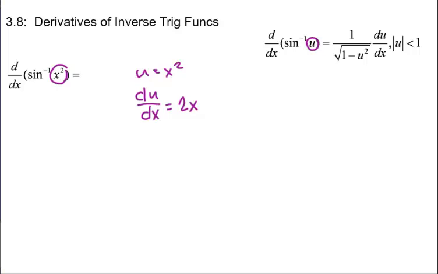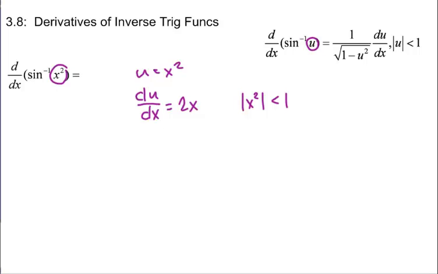Now, we do need to understand that the absolute value of x squared has to be less than 1. Otherwise, this won't work. Think about the largest value you can have for the sine is 1, so the largest value you can have for the arc cosine is 1. Everything's got to be smaller than that.